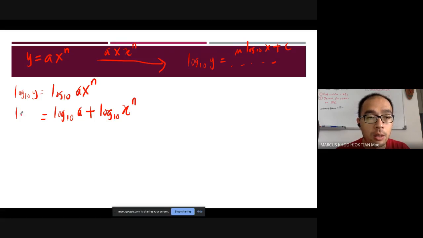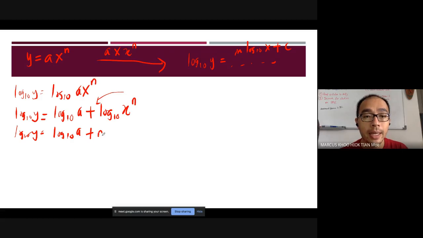Log 10y. Okay, almost there. Notice kita ada bentuk ini sudah kan? But the problem is, ini n ini masih ada. But we have the third law of logarithm. We can bring the power to the front. So, log 10y equals log 10a plus n log 10x.